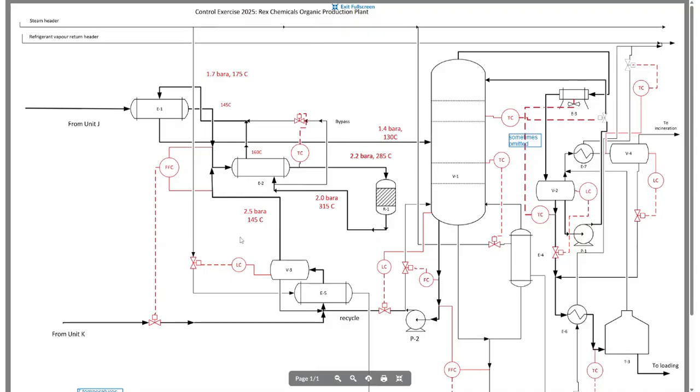E1 to E5, 2.5 bar, 145 Celsius is given in the question, so it might be somewhere around the area, as well as a temperature controller around the bypass that returns to E1 after reacting in the reactor R1. The temperature control is just how much temperature has to be maintained consistently or optimally throughout the entire chemical production reaction, as well as lots of temperature controls around the distillation column here and there, and also in the vessels here and there.